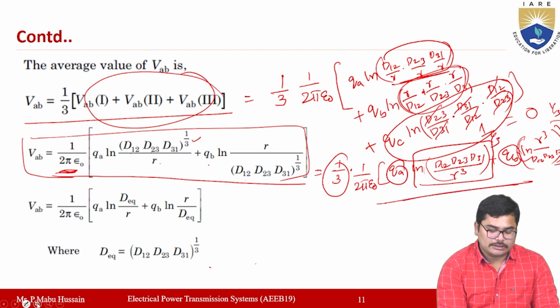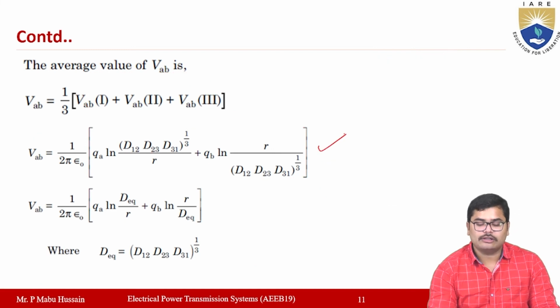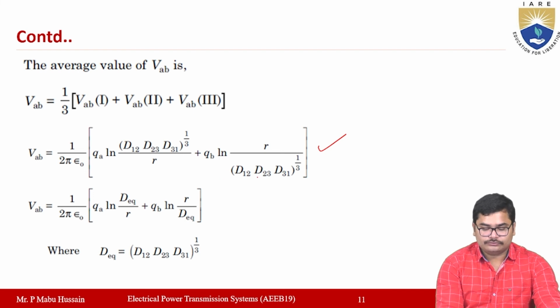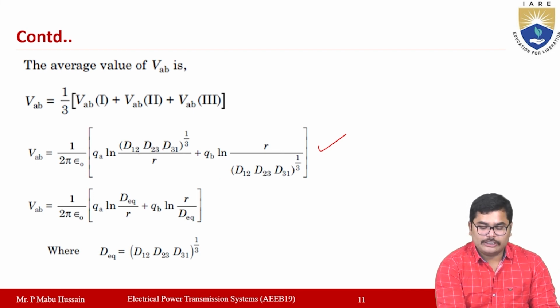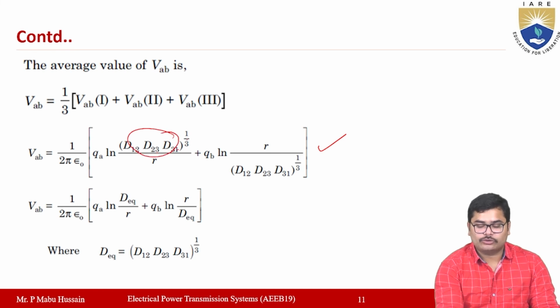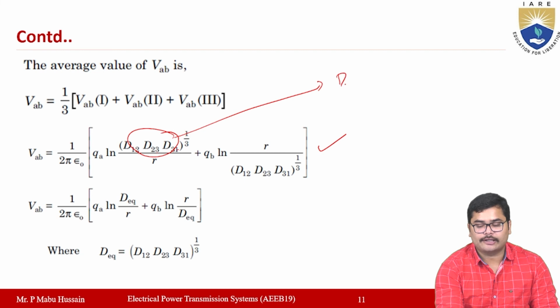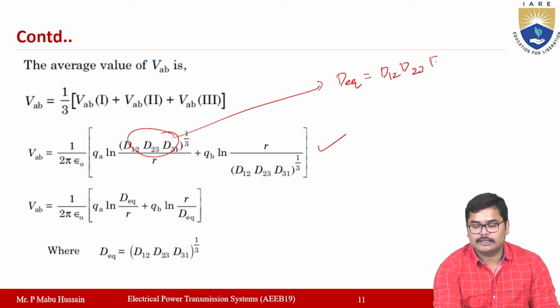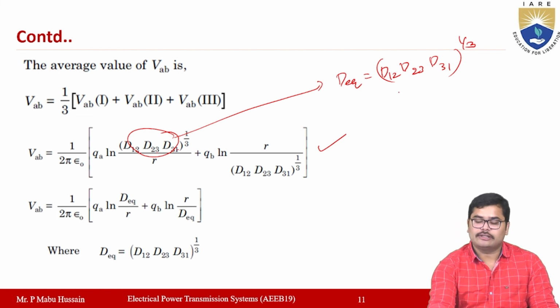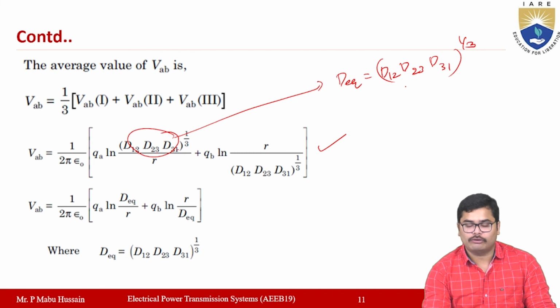Okay, so then from this equation what you can write again. Here this d12, d23, d31 whole to the power of 1 by 3, this total term you can take as d equivalent. So d equivalent is equal to d12, d23, d31 whole to the power of 1 by 3. So d equivalent is the equivalent equilateral spacing, you can say, right? That value is d12, d23, d31 whole to the power of 1 by 3.